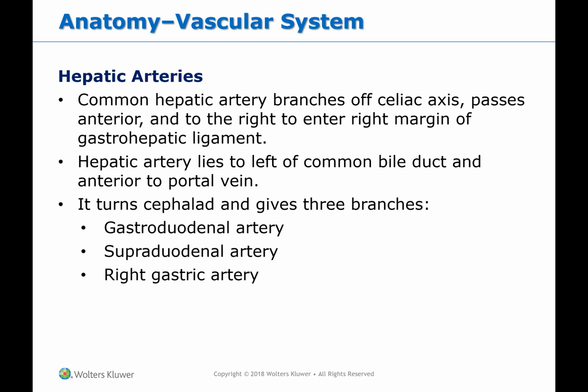The hepatic arteries are very important. So this is where I really want you to start zoning in. The hepatic artery lies to the left of the common bile duct, anterior to the portal vein. It turns cephalad and gives 3 branches: the gastroduodenal artery, the supraduodenal artery, and the right gastric artery.